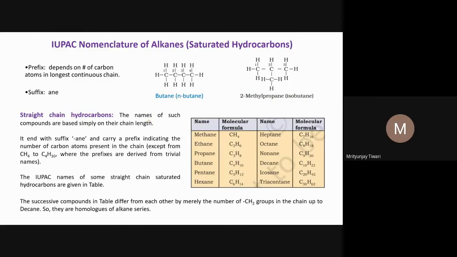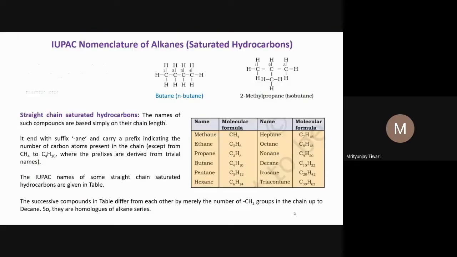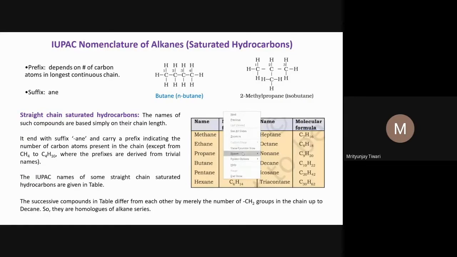Straight chain saturated hydrocarbons. Naming them is very easy, because straight chain means you have only one chain. There is no branching in these organic compounds, no branching, no side chains. So naming such compounds is very easy.